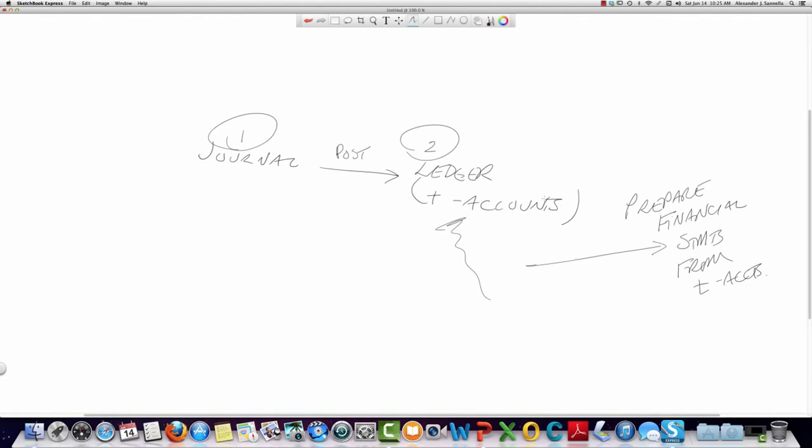But before we do that, we have to ensure that the debits and credits are equal. And what we'll see in our next module, there's an intermediary step called the trial balance. So we'll pick that up in our next module.